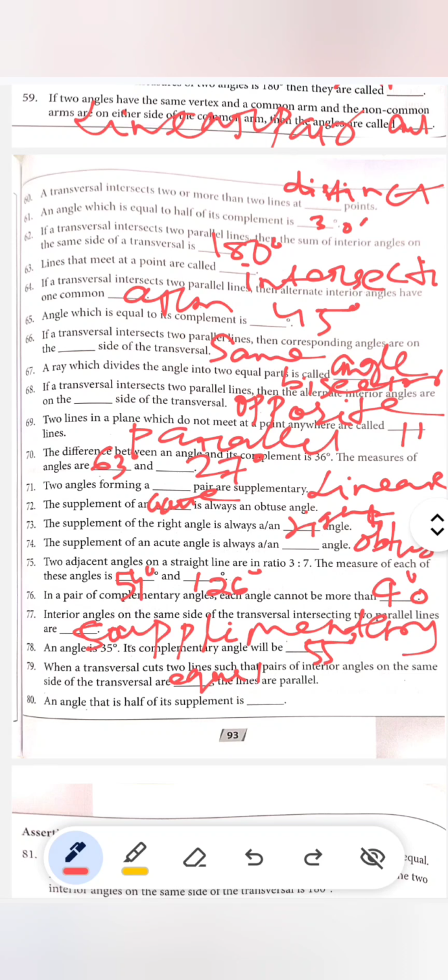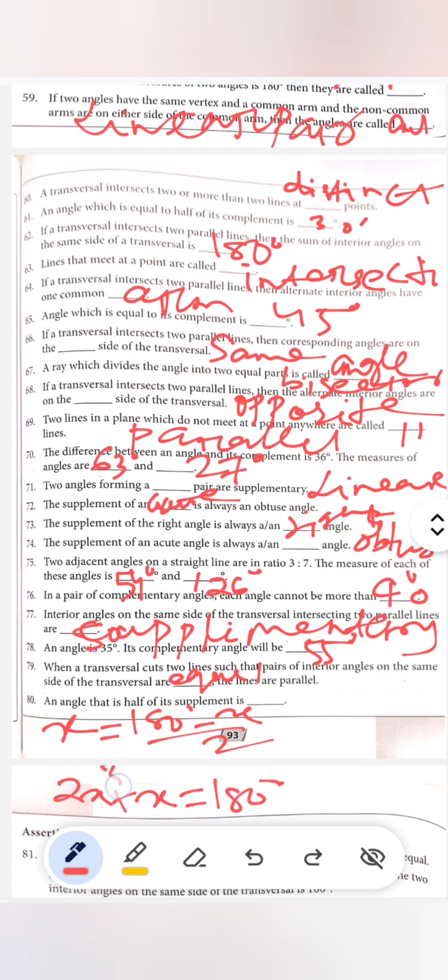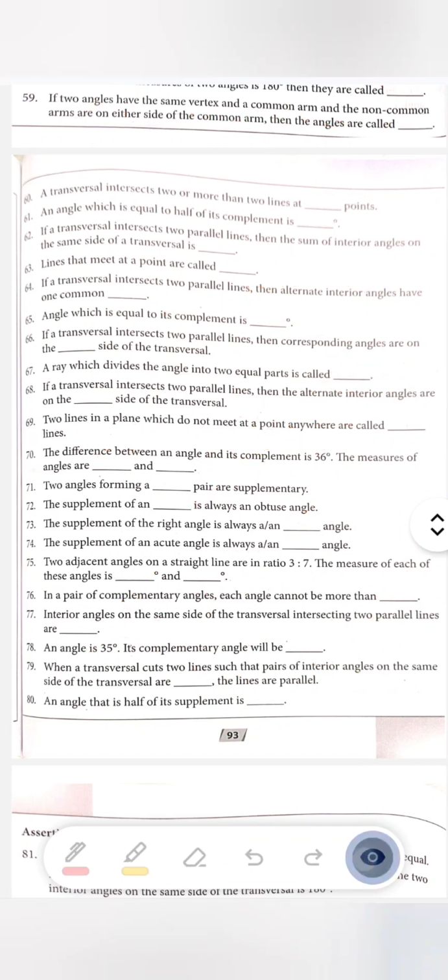Okay. Now question number 80, which is the last question of the fill in the blanks. An angle which is half of its supplement. So one is x, another one is (180 degrees minus x) by 2. So here 2x plus x is equal to 180 degrees, that is 3x is equal to 180 degrees, so x is equal to 60 degrees. Its supplement is equal to 120 degrees, whose half is equal to 60 degrees. So the angle which is half is equal to 60 degrees. This is the answer. So here we have finished this one.